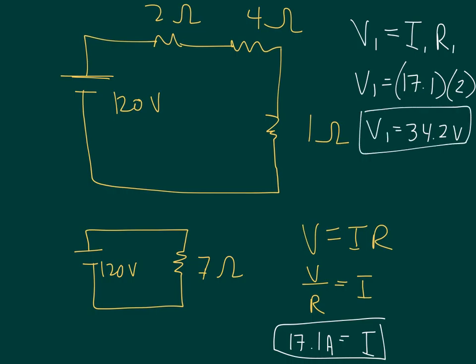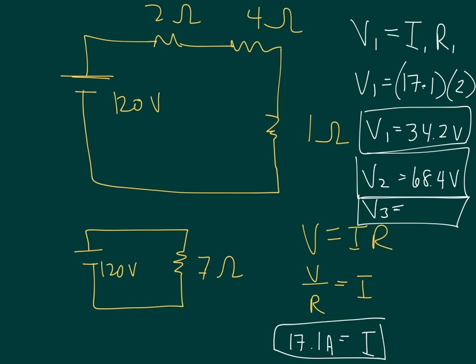Do I need to rewrite the equation 3 times? Definitely not. Please don't write V2 equals I2 R2, V3 equals I3 R3. We did that in our notes to establish that idea. But at this point, recognize that it's just current times resistance for each of these resistors. What does V2 and V3 turn out to be? V2, 4 times 17.1, 68.4. And then finally 1 times 17.1.